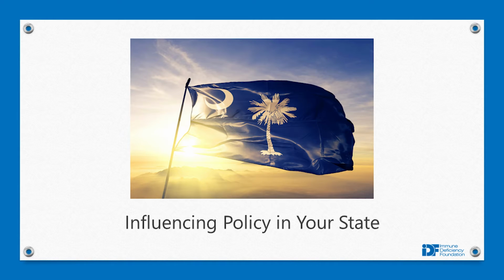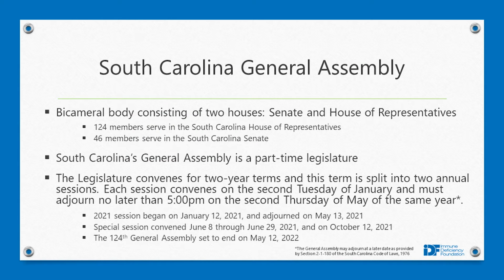In order to influence policy in South Carolina, you must first be familiar with the policymaking process in your state. The South Carolina State Legislature is a bicameral body consisting of two chambers, the Senate and the House of Representatives. There are 124 members in your House of Representatives and 46 members that serve in your Senate.